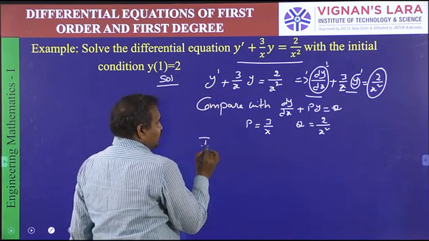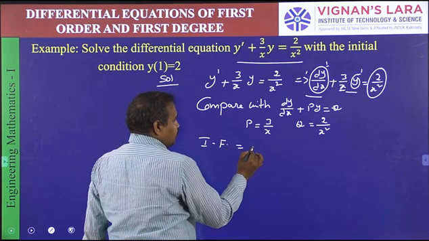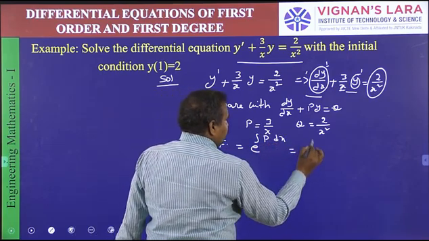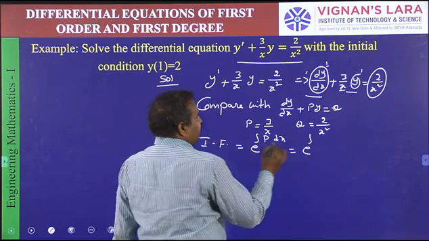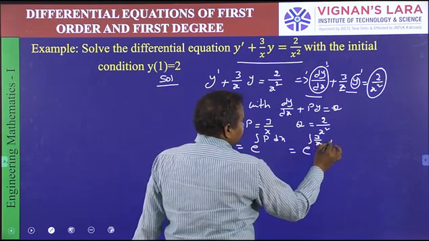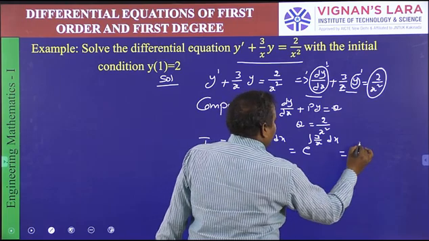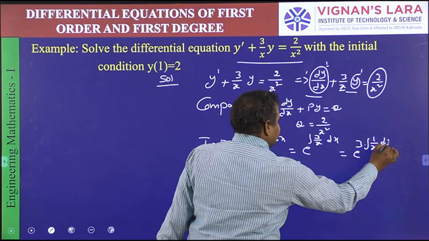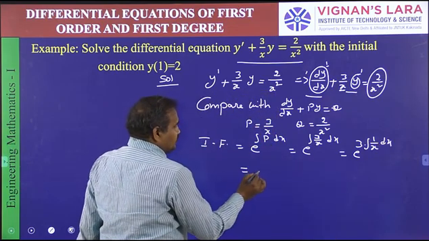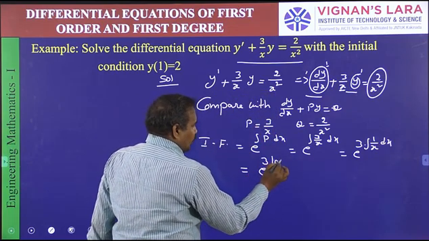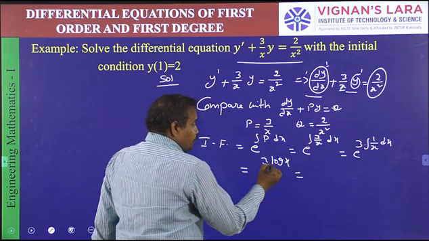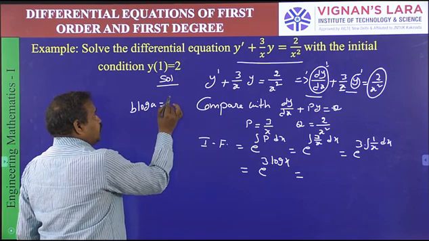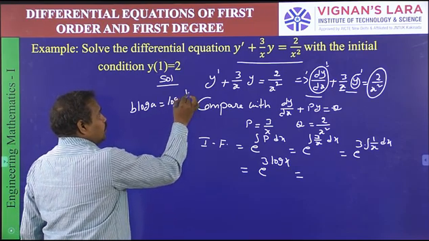Now calculate the integrating factor. What is the formula of the integrating factor? e power integral p dx. What is the value of p? 3 by x. So e power integral 3 into 1 by x dx. What is the integration of 1 by x? Log x. So 3 log x. In logarithms, b log a can be written as log a power b.